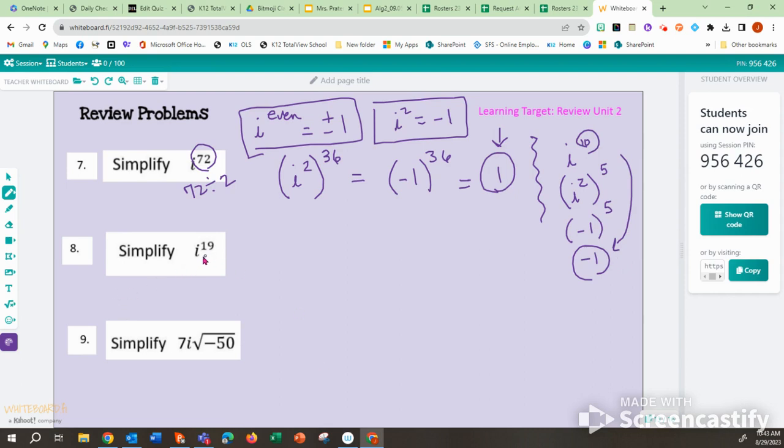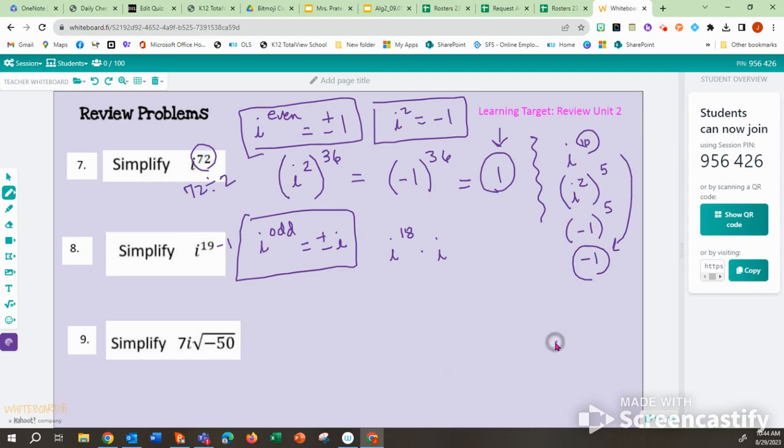Number 8, we have i to the 19th. We want to simplify that. So on my rules page, I said if you ever have an i raised to an odd number, your answer will either be a positive or a negative i. So let me show you how you're going to do this one. To me, i to the odds are a little bit harder. So the first thing that you're going to do is you're going to subtract 1 every single time. No matter what your odd exponent is, you're going to subtract 1, and you're going to rewrite it as i to the 18th, because 19 minus 1 is 18, times i.